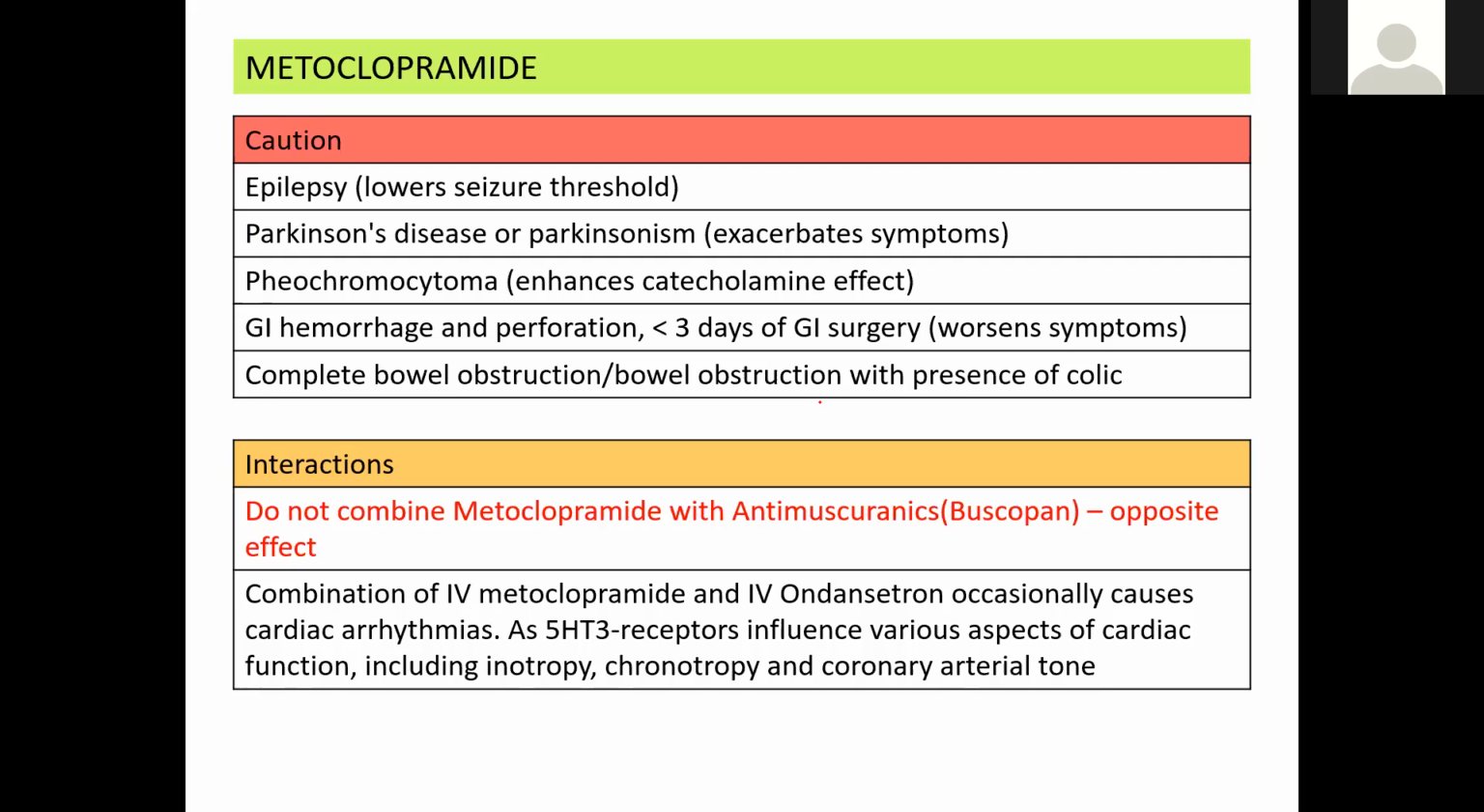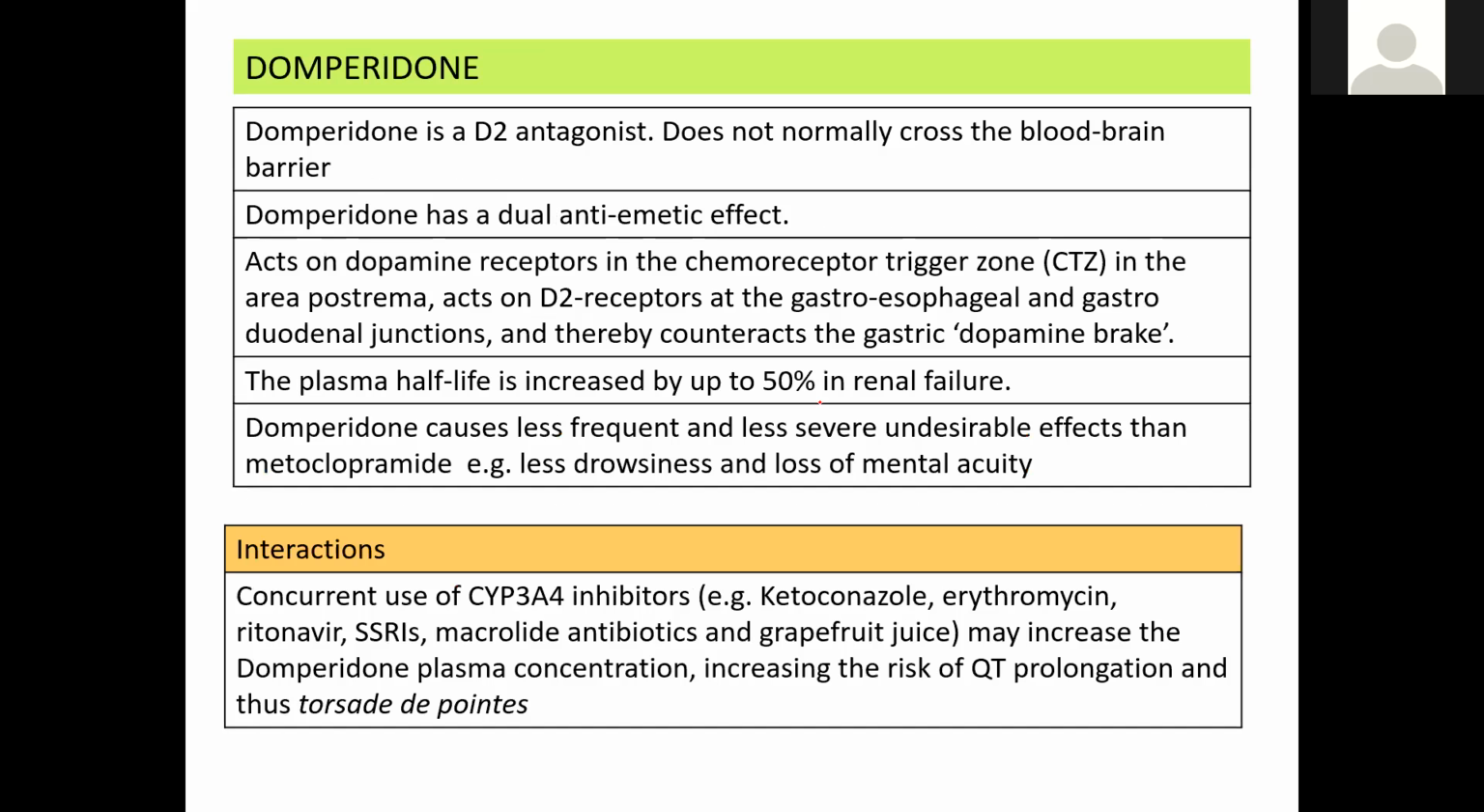An important point: do not combine metoclopramide with any of the antimuscarinics, because one will push the bowel and one will stop the bowel. So there is no point in giving medications at all. So never combine the prokinetic and the antimuscarinic. Next, D2 antagonist. Metoclopramide was a D2 antagonist, and the next D2 antagonist would be domperidone.